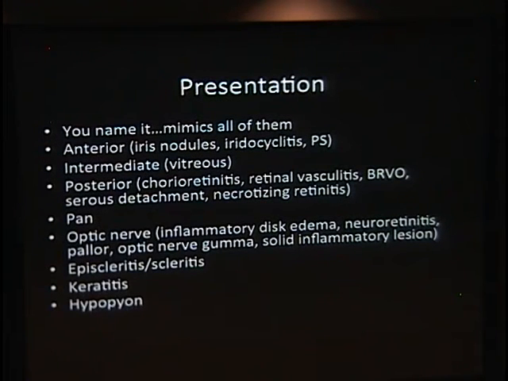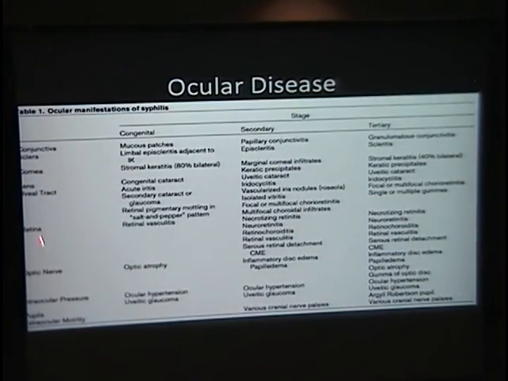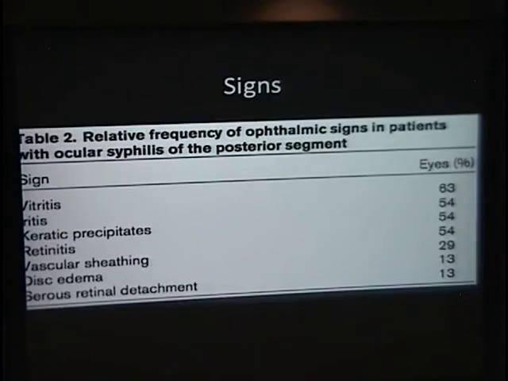So the presentation, really, you name it, it could be anything. And so that's why it's called the great mimicker. It can present with any sort of presentation. There are a couple of things that are classic, but it can really come as anything. So this just shows, we got cut off a little bit here, but every single system is involved. I was thinking maybe oculoplastics got out of it, but extraocular motility, you can have cranial nerve palsy. So it's just everywhere in any of the stages of syphilis. Most common things that you see are vitritis, iritis, KP, and retinitis, but you can see, again, anything.